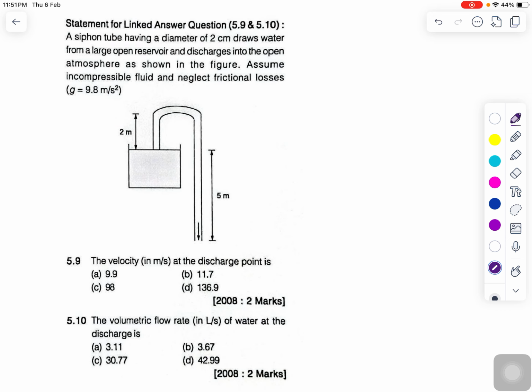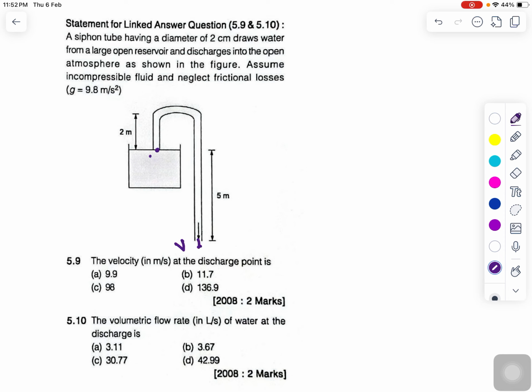The next question says that a siphon tube having a diameter of 2 cm draws water from a large reservoir, as you can see in the image, from the open reservoir and discharges into the open atmosphere as shown in the figure. Assume incompressible fluid and neglect friction loss. The velocity at the discharge point is... You are supposed to calculate the velocity here, right?